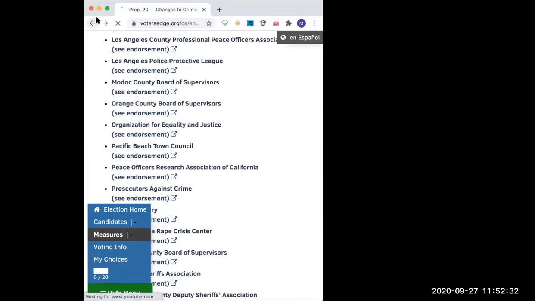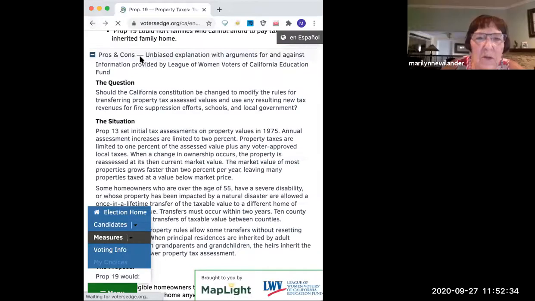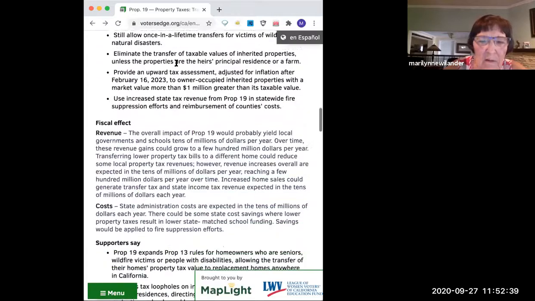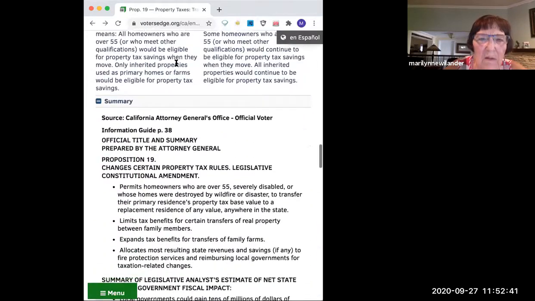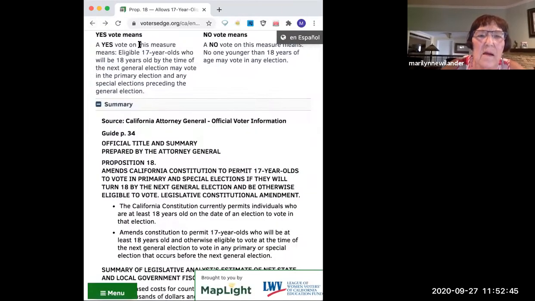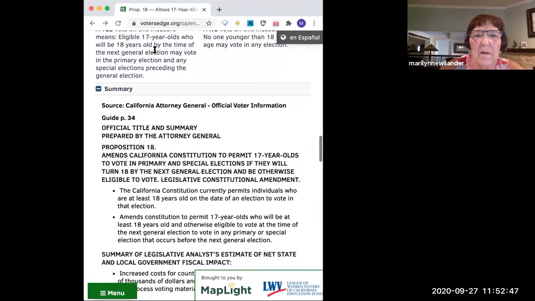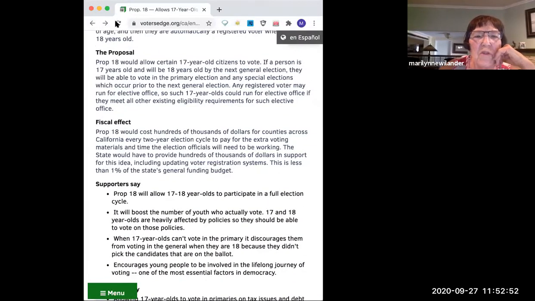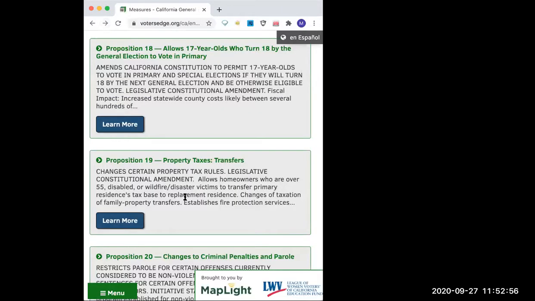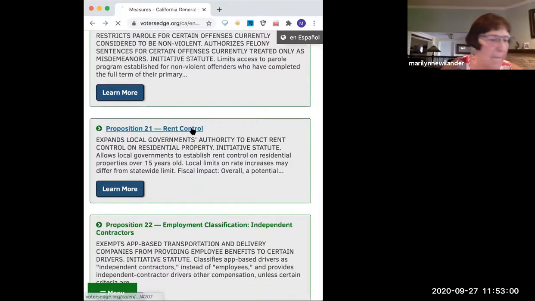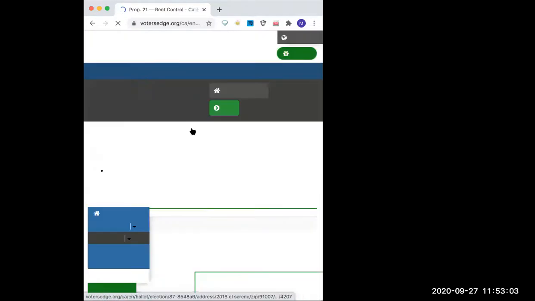Here, let's try it. Here we go. Difficult having the speaker be the same person that's controlling the screen. Here we go. 2021, rent control. I'm going to run out of time.